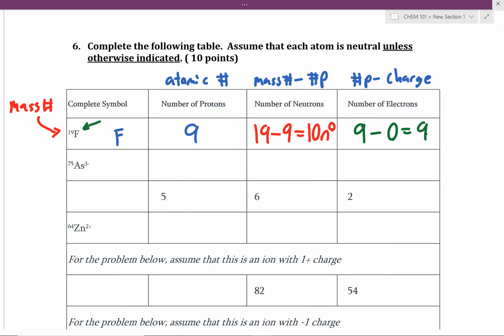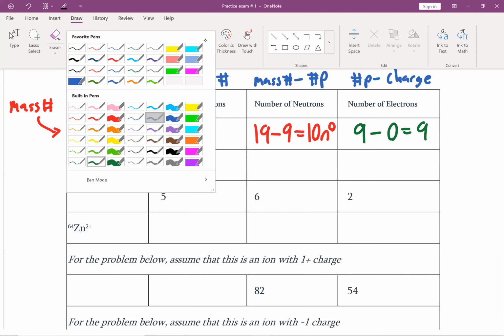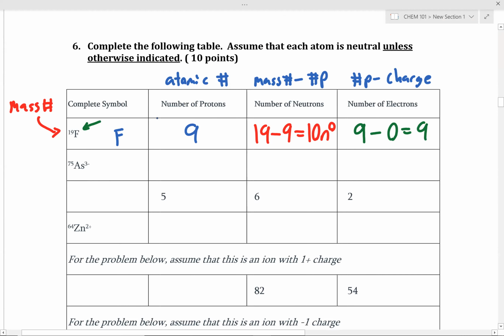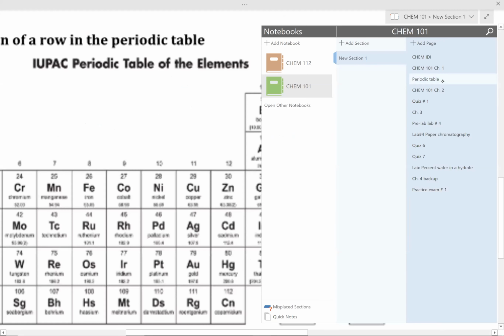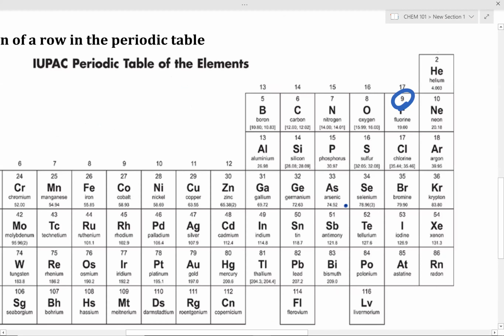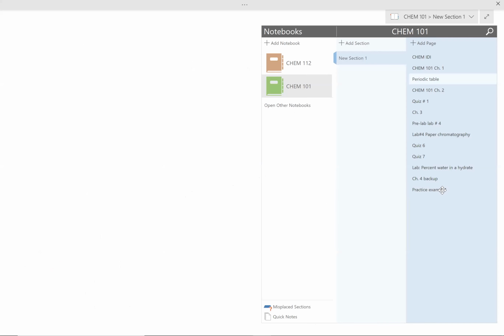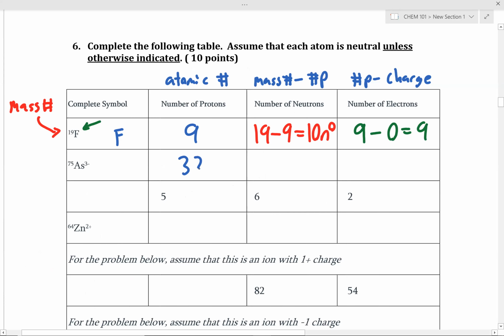Okay, let's now repeat this exact same process. Now let's look at arsenic, As. Let's go to our periodic table and find arsenic. It's a relative of phosphorus. What is arsenic's atomic number? 33. Perfect. So then let's fill in. We have 33 protons to work with.